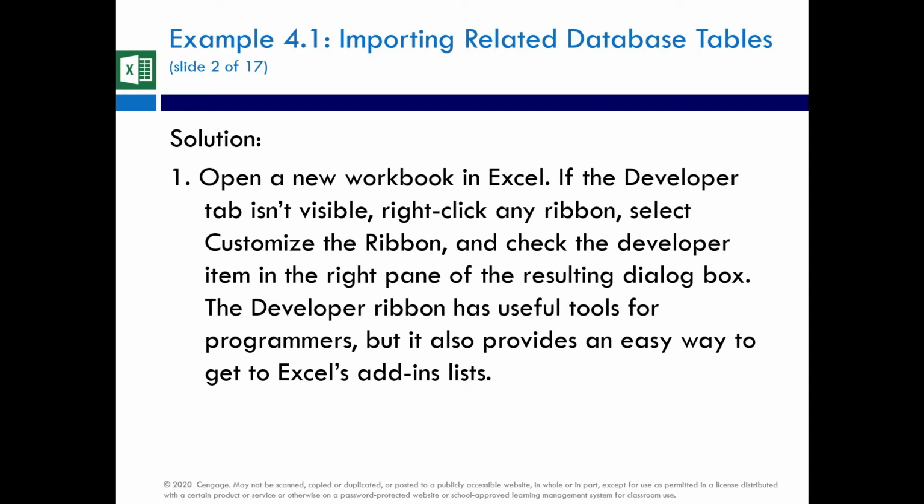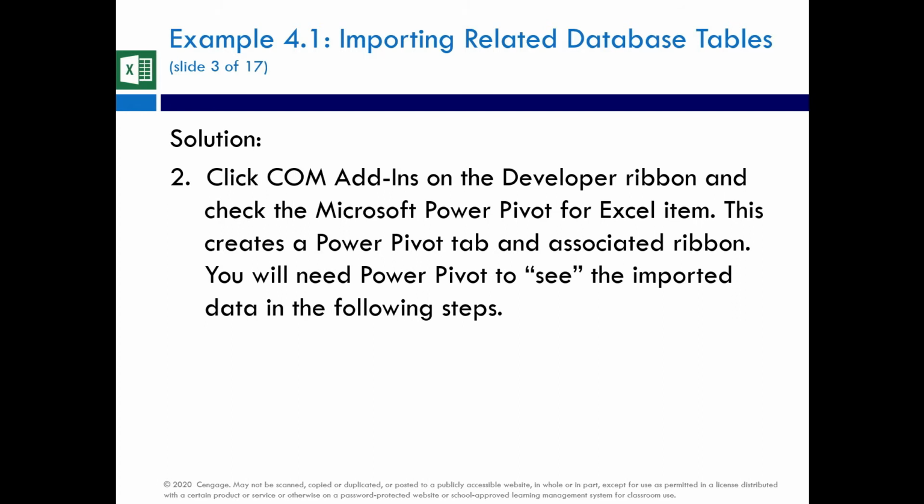If the Developer tab isn't visible, right-click on any of the ribbon tabs, select Customize Ribbon, and check for the Developer item in the right pane of the resulting dialog box. The Developer ribbon has been useful for programmers but also provides an easy way to get Excel add-ins to the list. Click COM Add-ins on the Developer ribbon and check the Microsoft Power Pivot for Excel item. This creates a Power Pivot tab, an associated ribbon you'll need to see imported data.